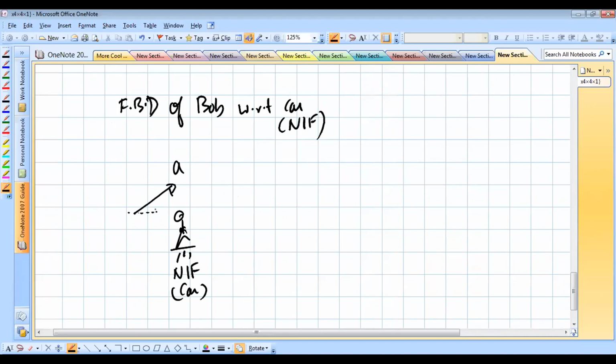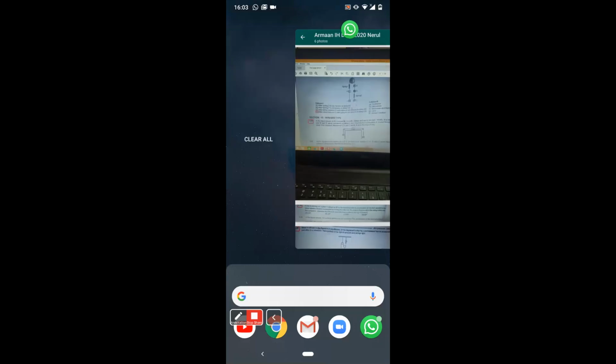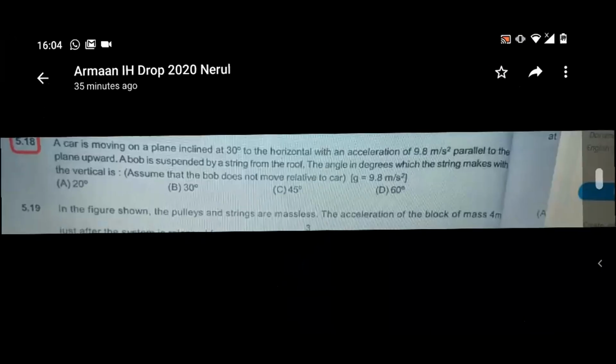So make the FBD and see the forces which are acting on it. Pseudo force will be in what direction? Opposite to the acceleration. Yes. And apart from pseudo force, what all will be there? There will be mg. Yes. And there will be tension. Yes. So make those forces and just show the equilibrium condition for it. Okay. So try this out, people.